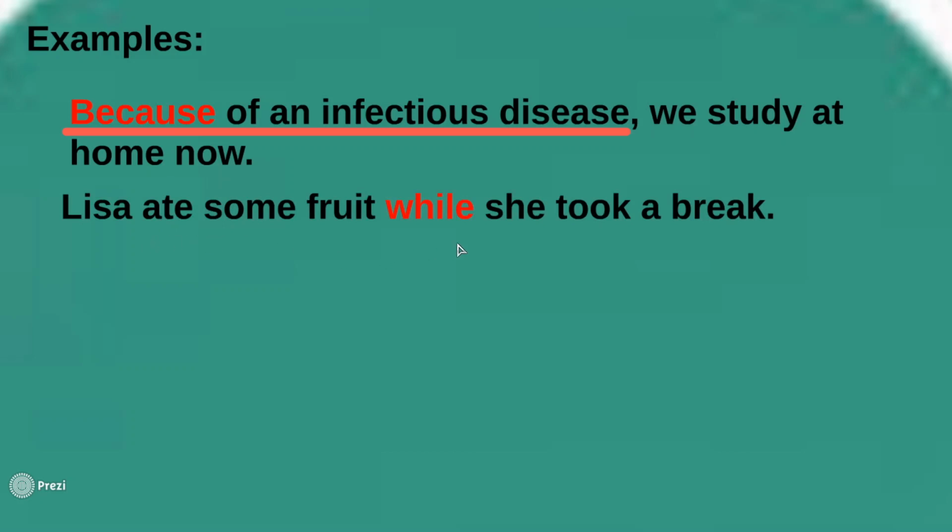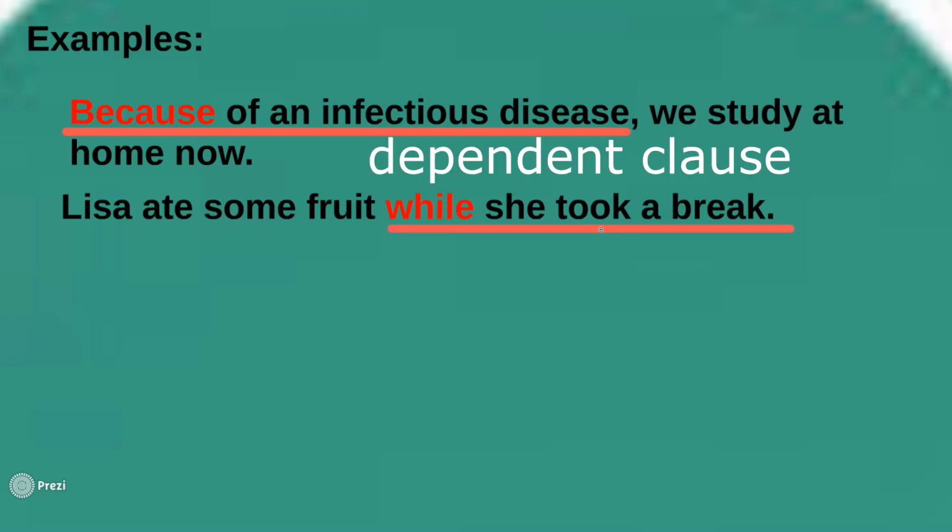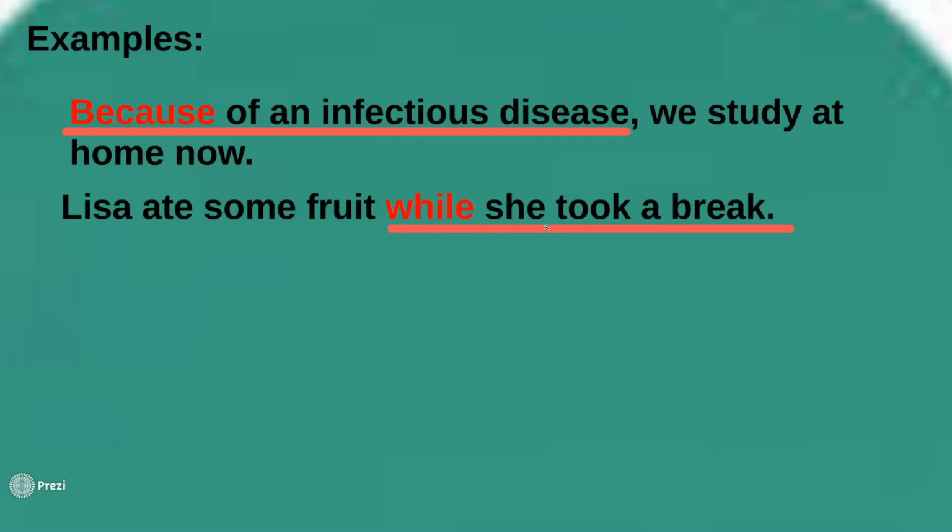Liza ate some fruit while she took a break. Now you can see the word while here. While is an example of a subordinating conjunction, and while she took a break is an example of a dependent clause. This dependent clause cannot stand alone, so it doesn't make sense. If you read it alone, while she took a break, it cannot stand alone. It needs the rest of the sentence, Liza ate some fruit, to make it complete. So that's why it's called a dependent clause.